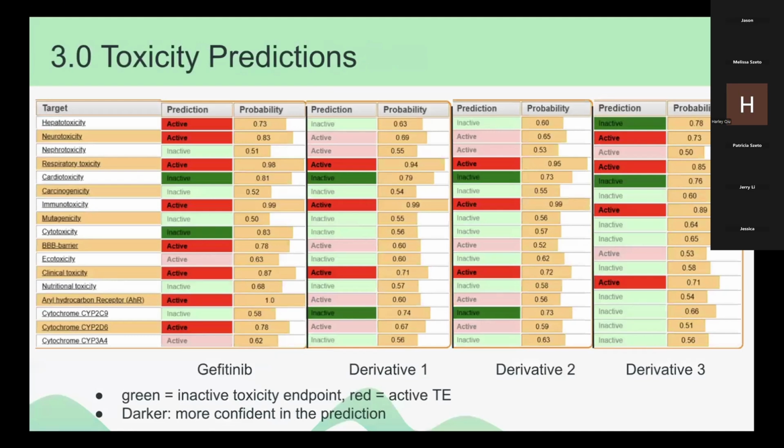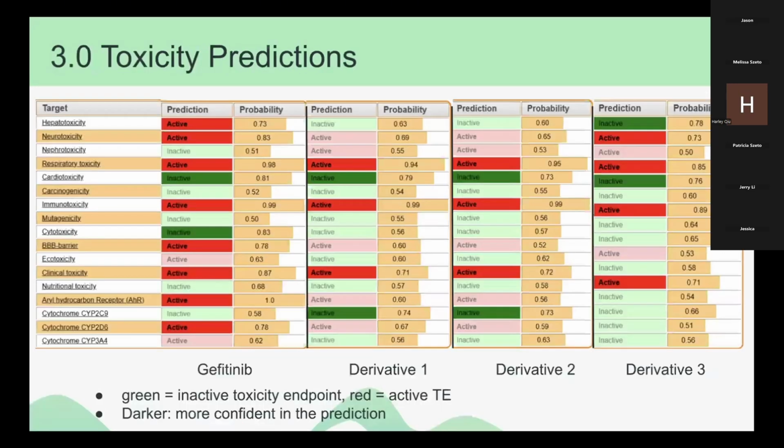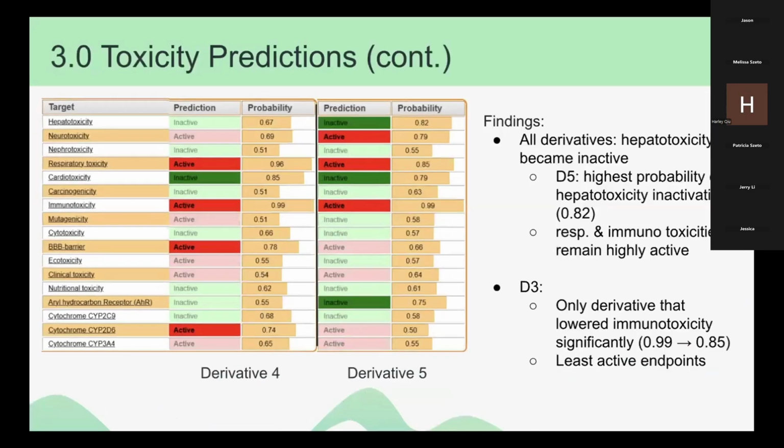Let's go into toxicity predictions. The red bars indicate active toxicity endpoints, and the green bars indicate inactive toxicity endpoints. More green bars mean that the drug is safer, and a darker color means the prediction is more confident. And this page only shows gefitinib D1, 2, and 3, I think. And the next slide shows D4 and 5.